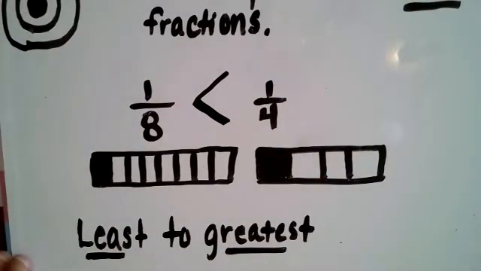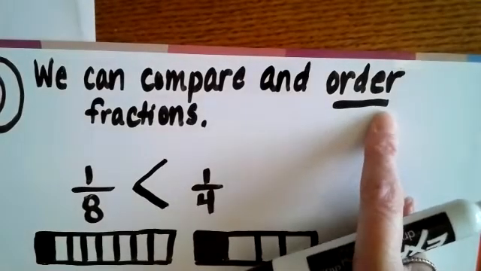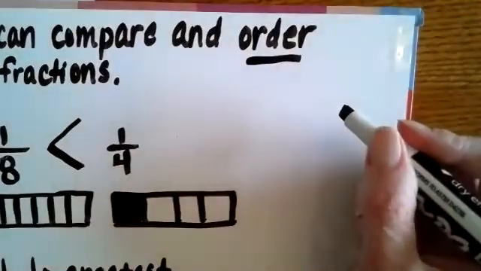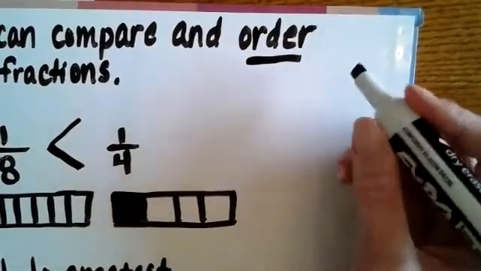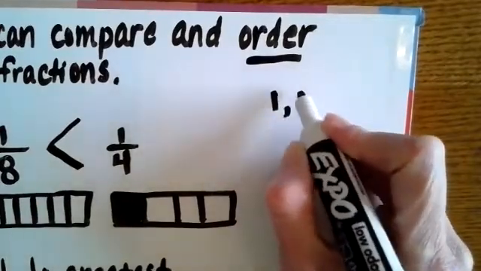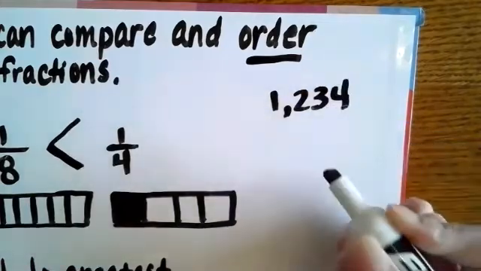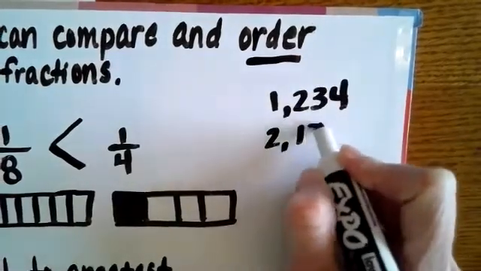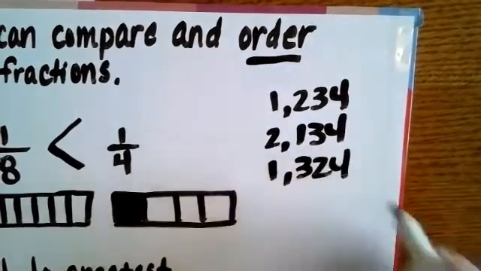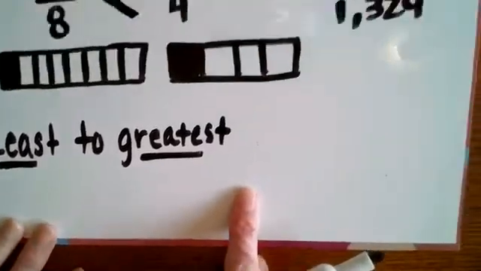The new part of our learning target today that we're moving on to is ordering fractions. What I mean by that is, here's an example of what you all know how to do like a rock star. That would be to order larger numbers. Remember, we learned that they might give us the numbers 1,234, 2,134, 1,324, and they might say to you, write those from least to greatest.